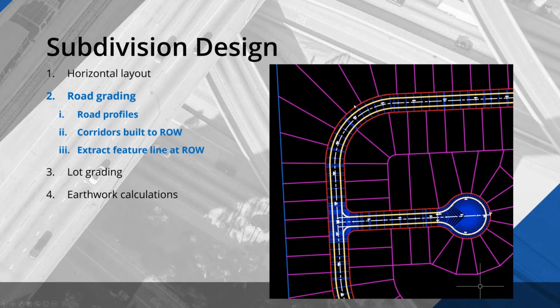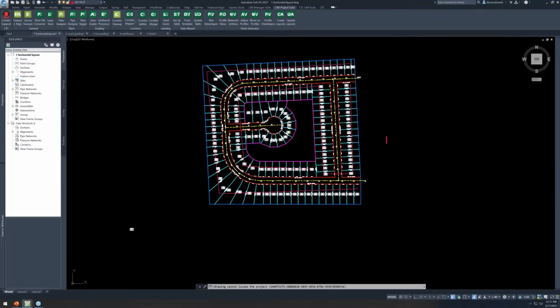Now, I'm not gonna get into detail about how to use corridors, but I wanna highlight one tool that really aids in that. And finally, when we're done with that, we're gonna extract a feature line at the right-of-way of the corridor. I'm gonna talk to that a little bit more in Civil 3D. So let's jump back here.